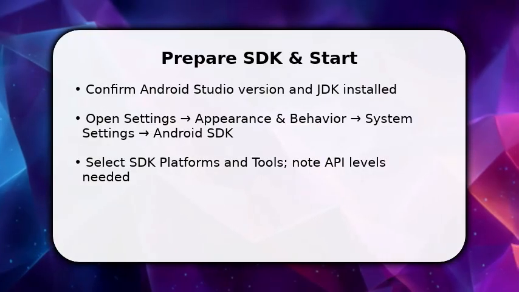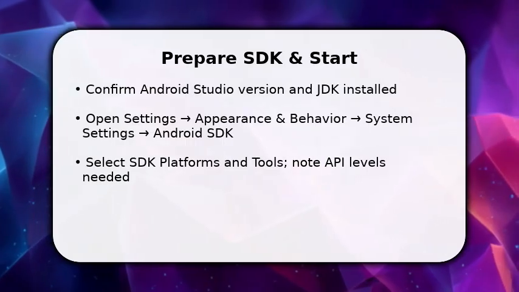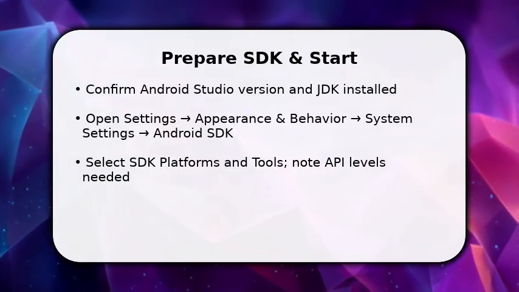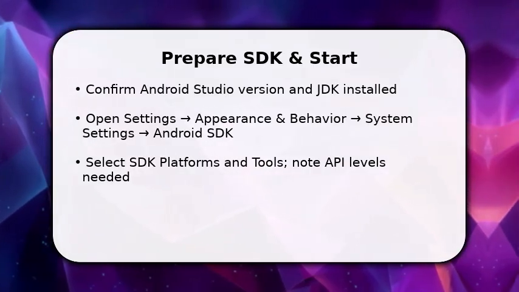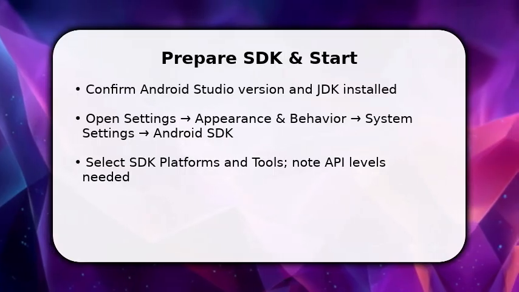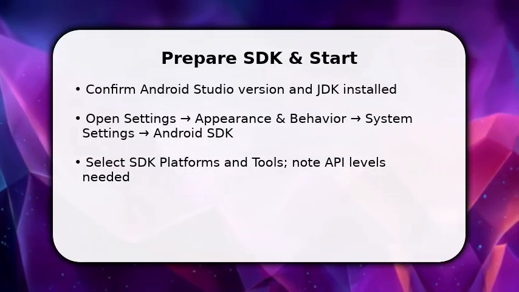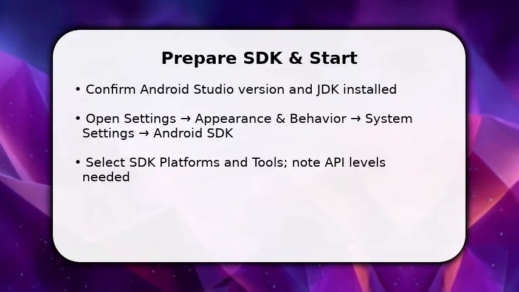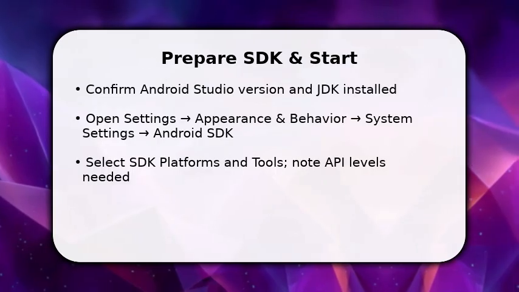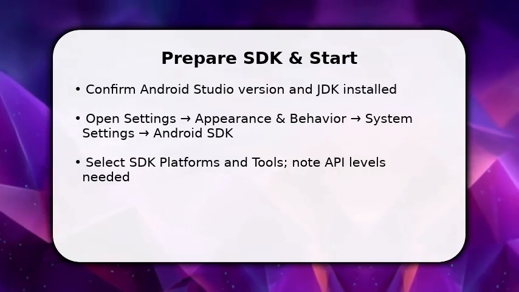You begin by verifying prerequisites, Android Studio and a compatible JDK. Open Android Studio and go straight to Settings, then Android SDK to avoid wasted steps. In the SDK tab, select the SDK platforms you need and the SDK tools like Platform Tools and Build Tools. You do this now so packages download in the correct location.